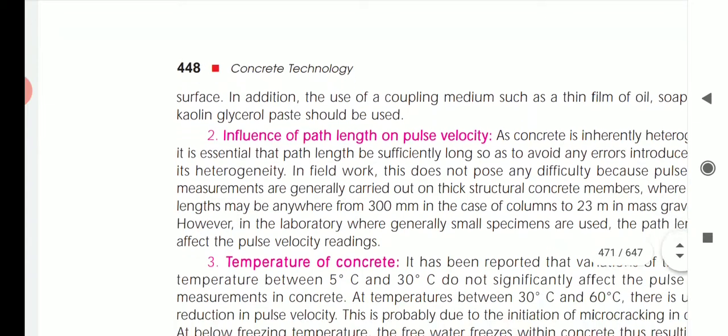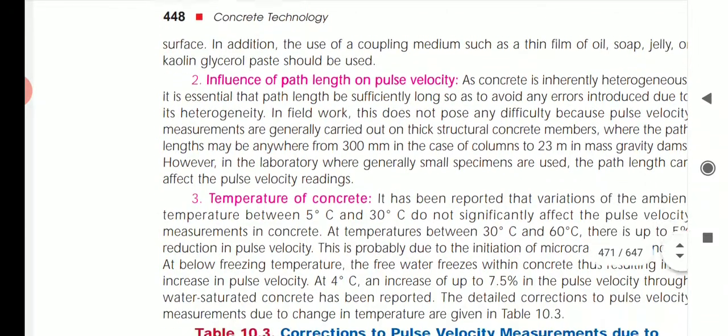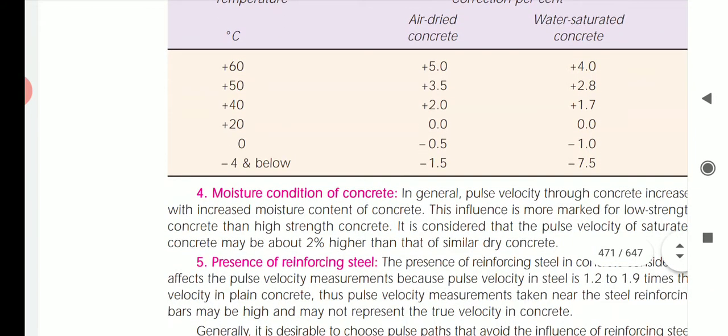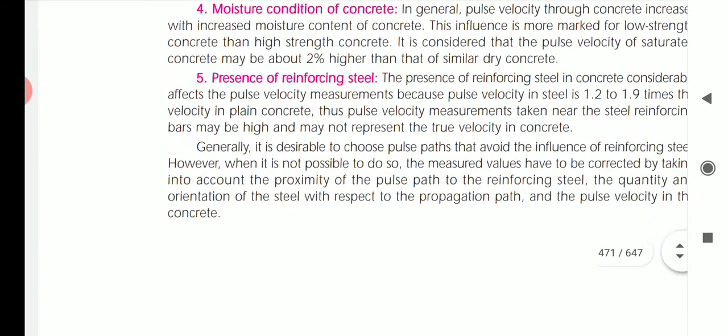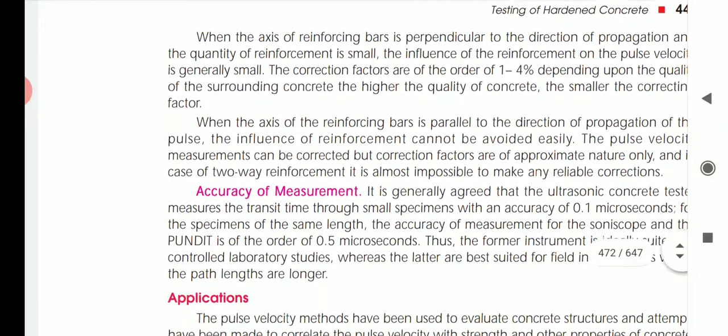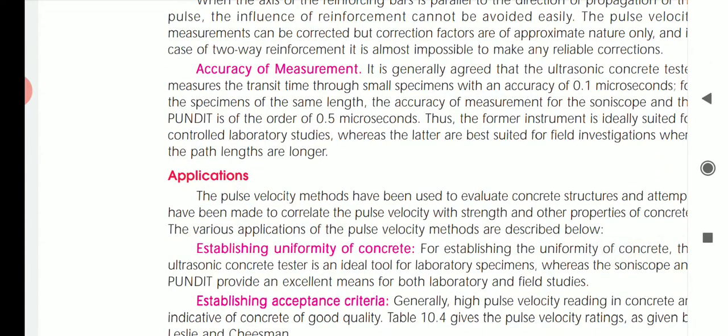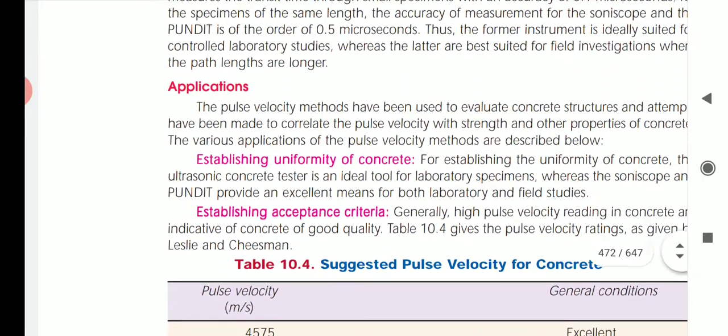Other factors are the influence of path length on the pulse velocity, the temperature of the concrete, the moisture condition of the concrete, and the presence of reinforcing steel. Everything will affect the pulse velocity method. So how it affects, you just go through that.